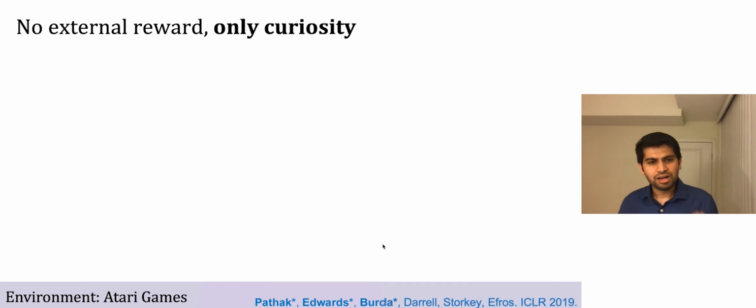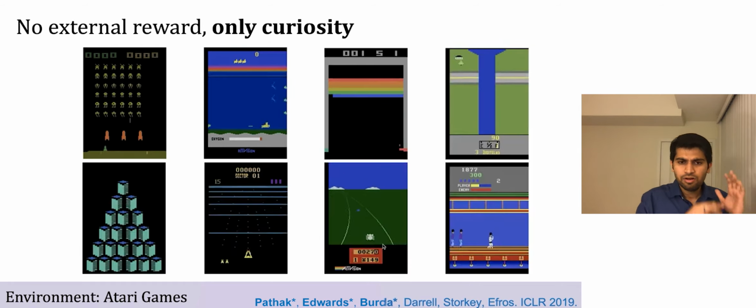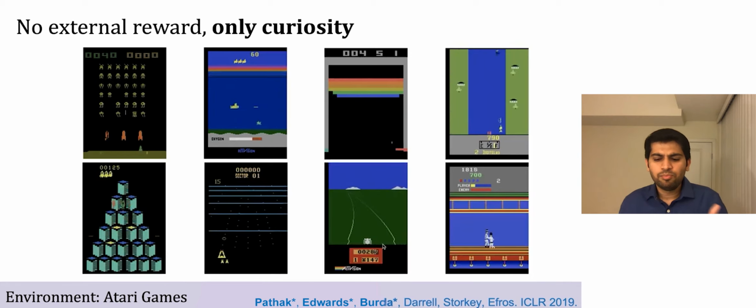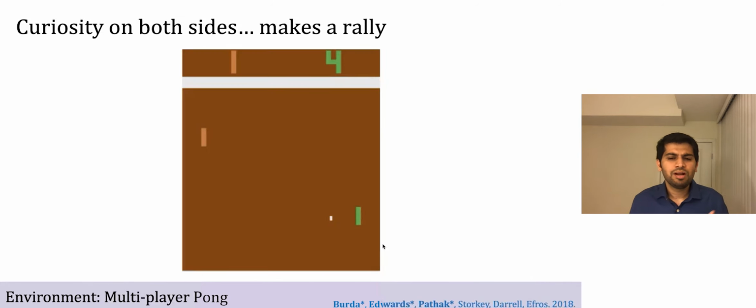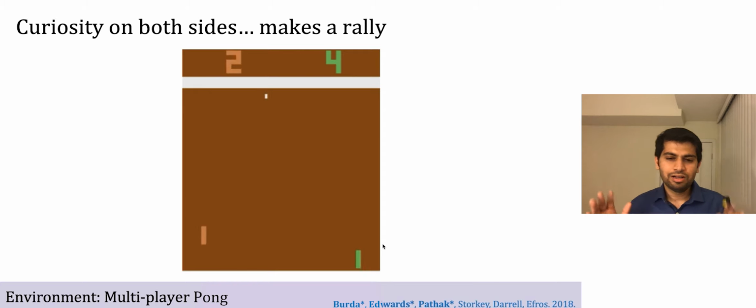Now, this simple idea, a three-line algorithm, is very general, and we have tried to apply it over the years on several environments, not just that game, but all of these Atari games, almost any benchmark where people have tried reinforcement learning. We have tried this curiosity-driven learning with the caveat that we don't use any reward function, so it's completely unsupervised.